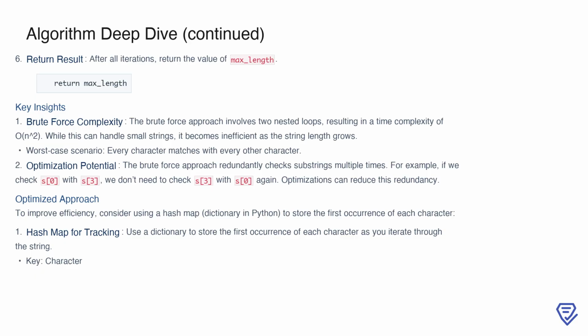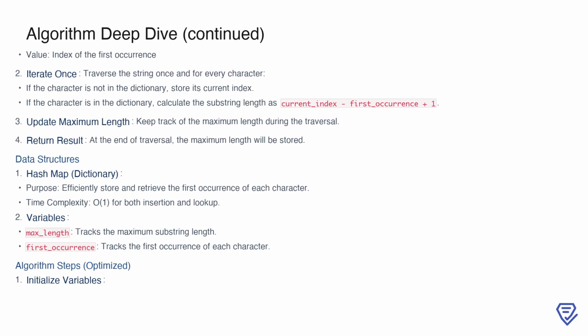To address these inefficiencies, we can optimize the approach using a hash map, which allows us to track the first occurrence of each character and avoid repeated comparisons. In the optimized approach, we use a hash map, or dictionary, to store the first occurrence of each character as we iterate through the string. The dictionary's keys represent the characters, while the values represent their first occurrence indices. By doing this, we eliminate the need for nested loops.